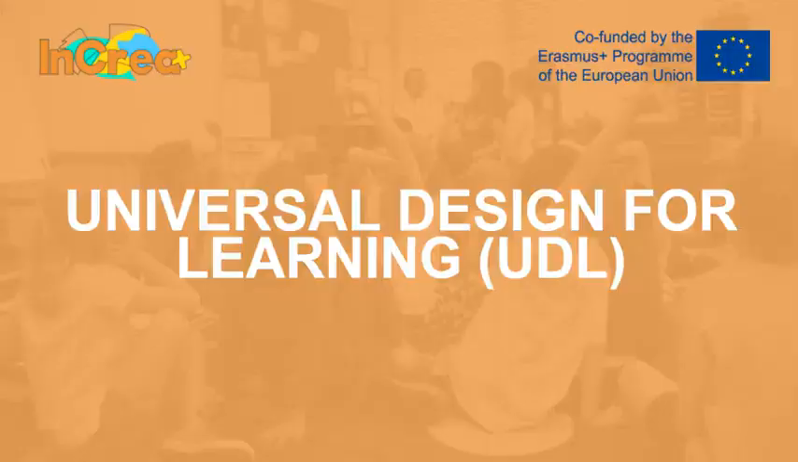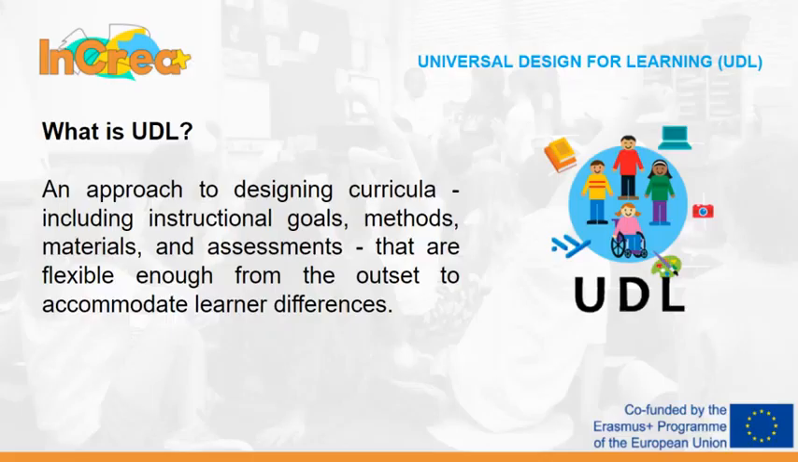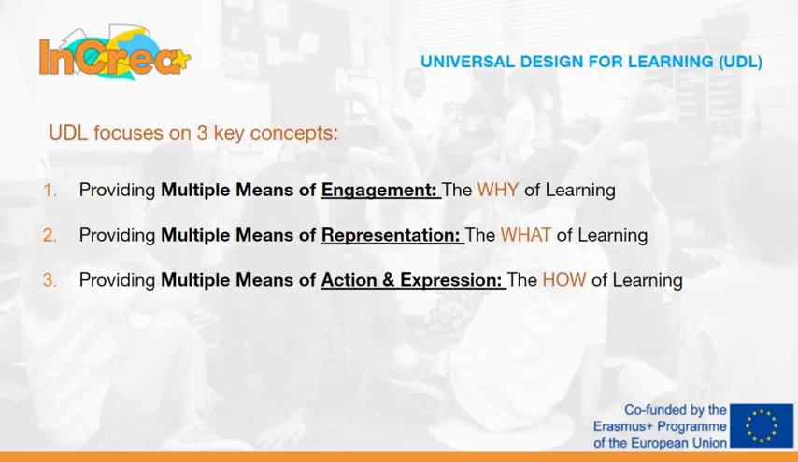Now, we can move on to our second topic and look at the universal design for learning. Universal design for learning or UDL is an approach to teaching and learning that gives all students equal opportunity to succeed. It includes instructional goals, methods, materials, and assessments that are flexible enough to accommodate learner differences. It aims at removing the barriers in the curriculum while building scaffolds, supports, and alternatives that meet the learning needs of a wide range of students.